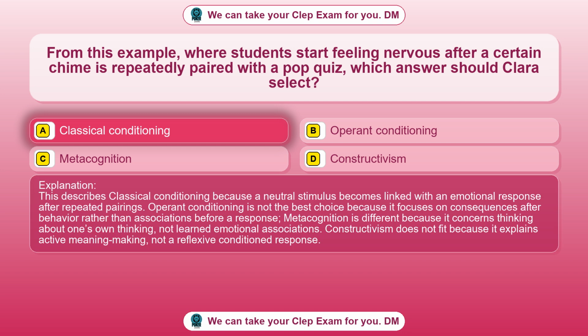This describes classical conditioning because a neutral stimulus becomes linked with an emotional response after repeated pairings. Operant conditioning is not the best choice because it focuses on consequences after behavior rather than associations before a response. Metacognition is different because it concerns thinking about one's own thinking, not learned emotional associations. Constructivism does not fit because it explains active meaning-making, not a reflexive conditioned response.